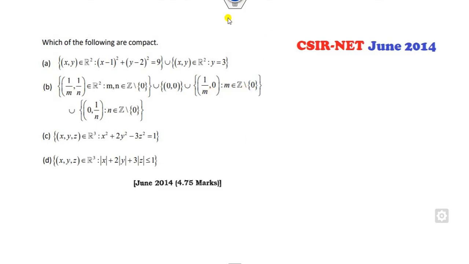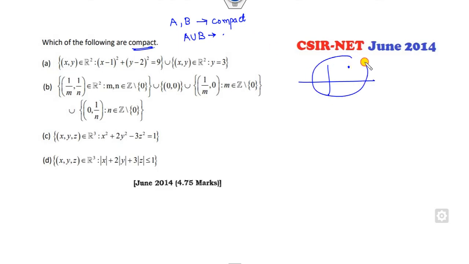Okay, which of the following again are compact? So X is a union. Fine. So A and B, if you prove that these are compact, fine, the union is compact. Now look at that. This is my circle, center is (1, 2), radius is 9. So it looks like this here. And it's only the boundary points, so it's closed and bounded. So yes, this is compact.